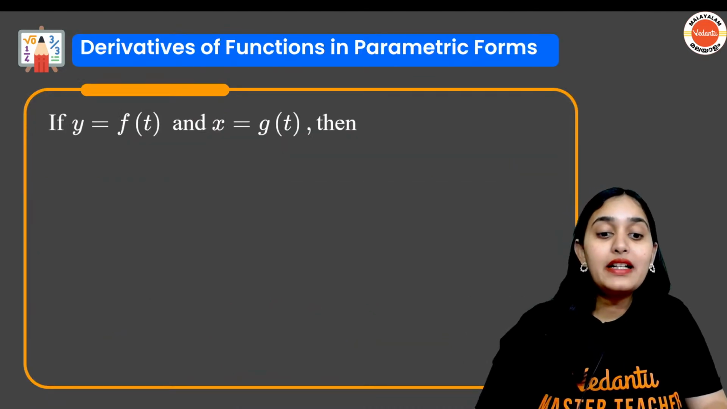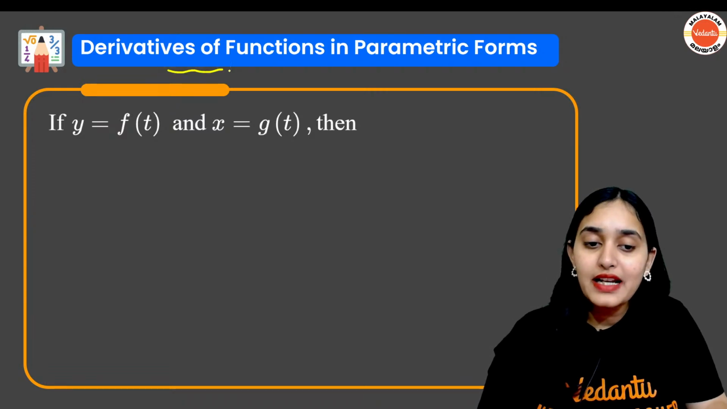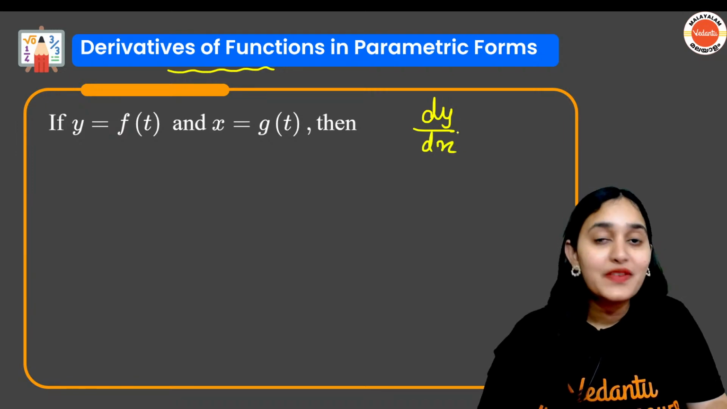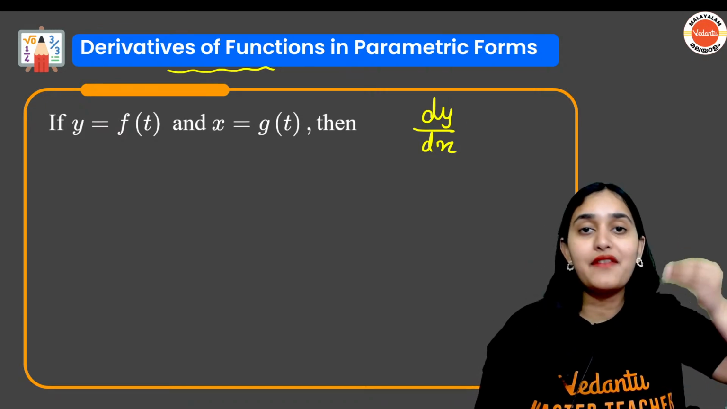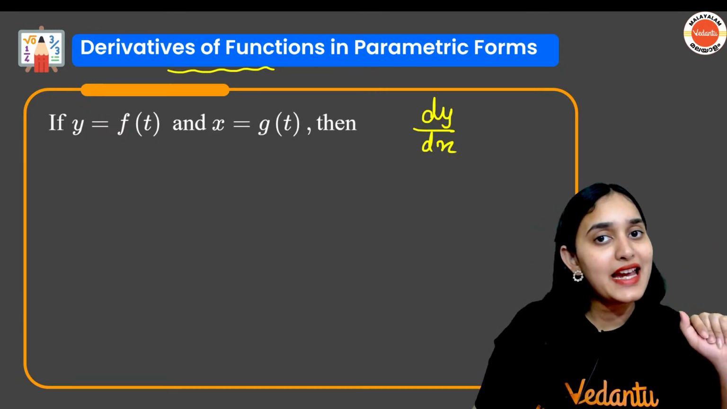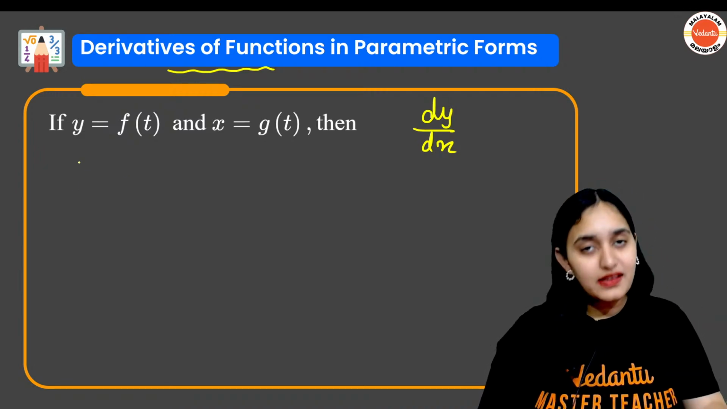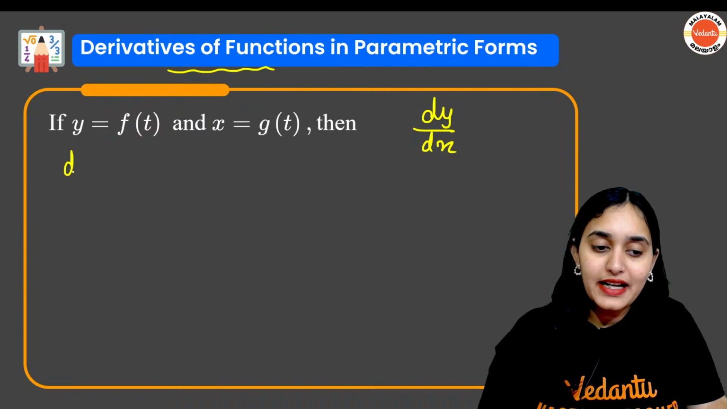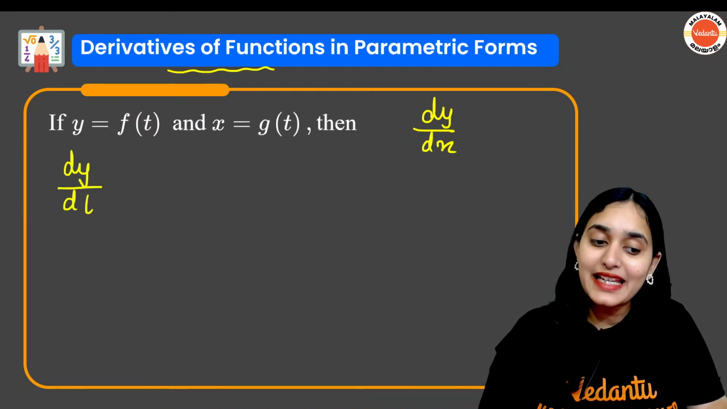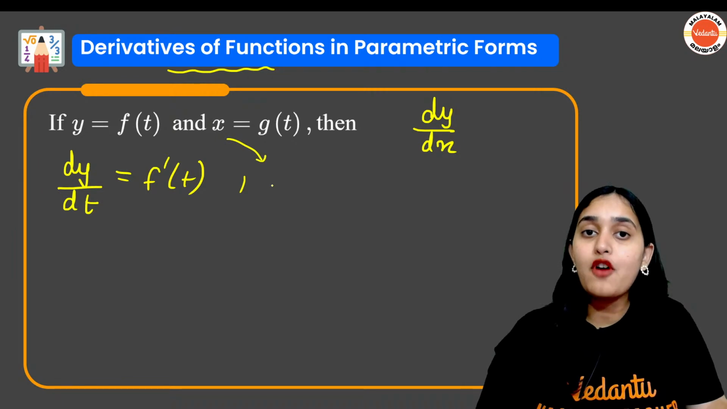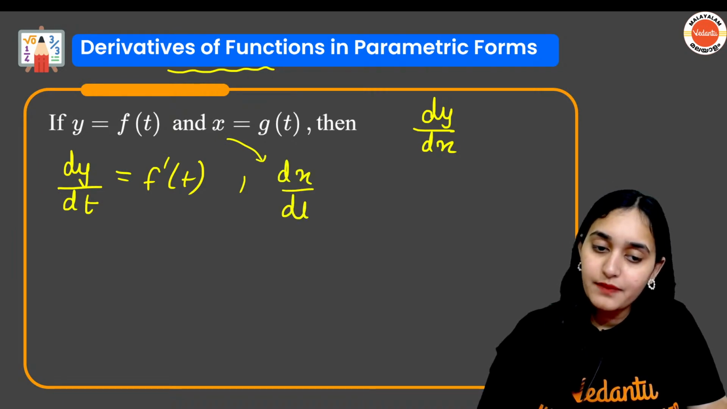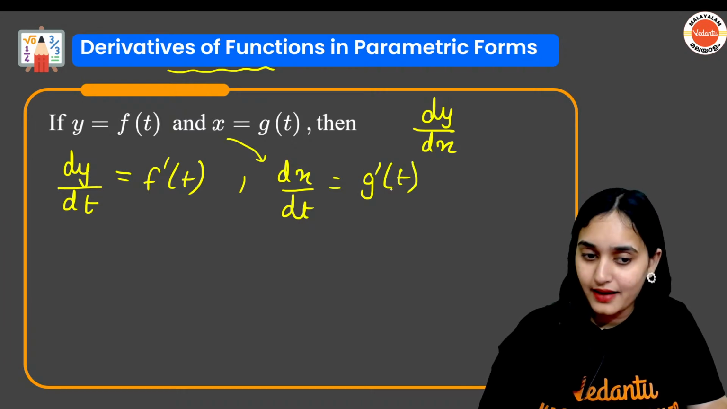Alright. Now what if we need to find out the derivative of the function y with respect to x? How can we do that? Y function is not related to x. So how can we find derivative of y function with respect to the x variable? Well, for that, first of all, we will find derivative of y with respect to t. It is basically f dash of t, right? The derivative of f t. Similarly, we will find derivative of x with respect to t. It will be g dash of t, right?